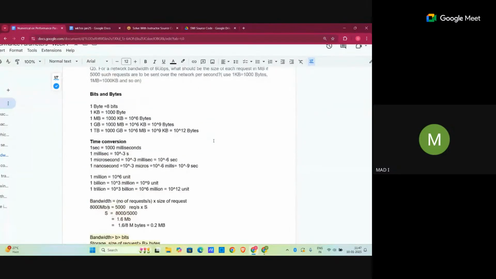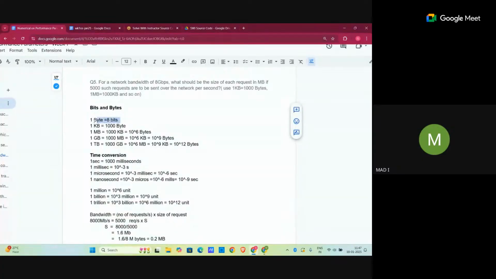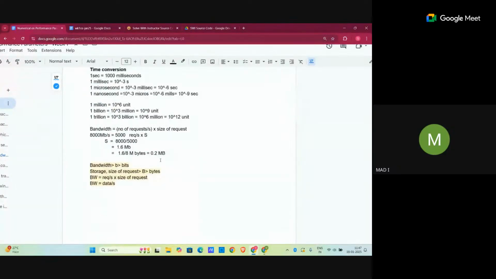So we know 1 byte is equal to 8 bits. If we want to convert these bits into bytes, we will divide by 8, right? So we divided by 8, and we got the answer as 0.2 megabyte.